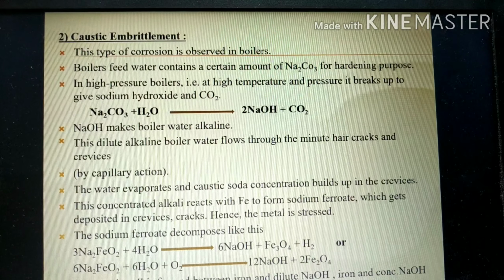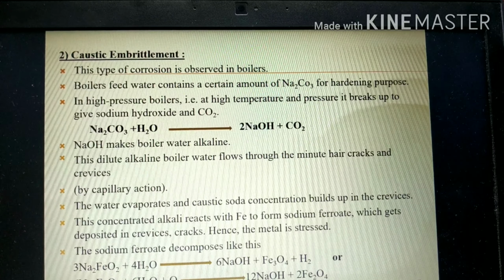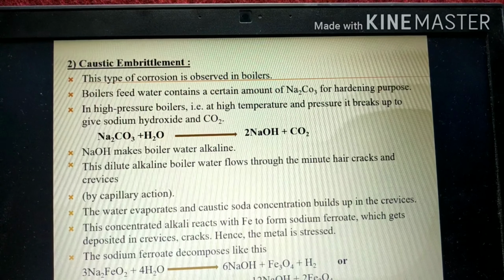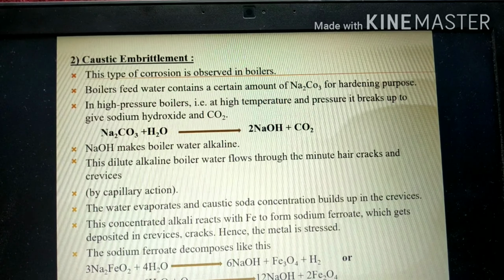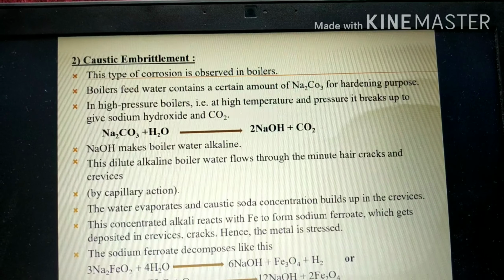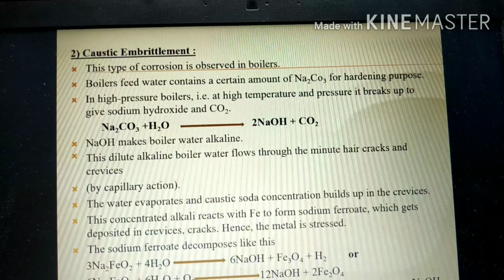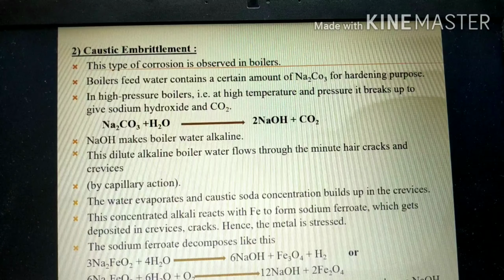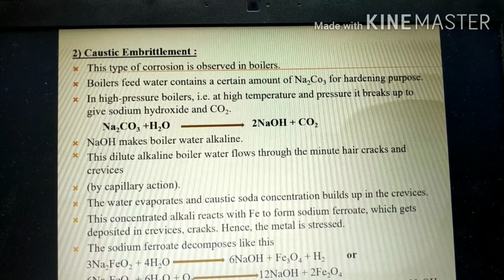it is going to be filled into the crevices of the boiler, and this concentrated alkali reacts with iron to form sodium ferroate. So this alkali, which is going to get accumulated in the crevices of the boilers, is now going to react with the iron metal of the boiler, and it will form sodium ferroate, which gets deposited in the crevices or the cracks if there are any in the boilers.